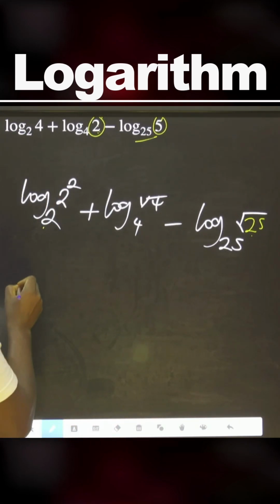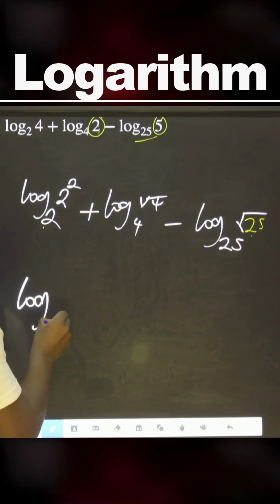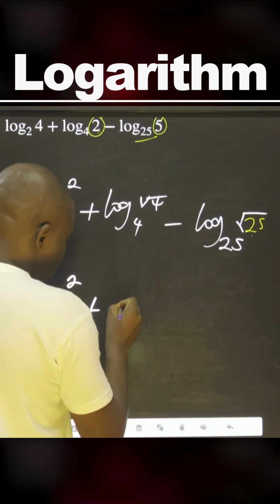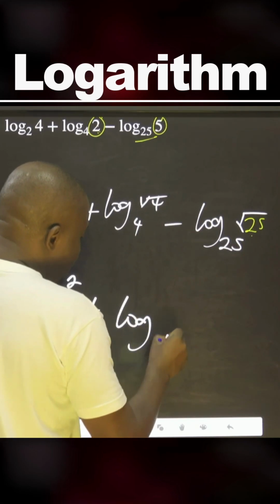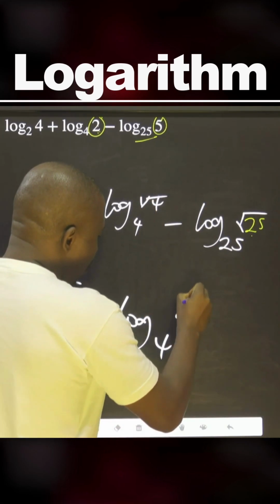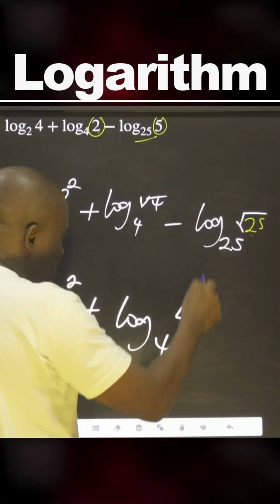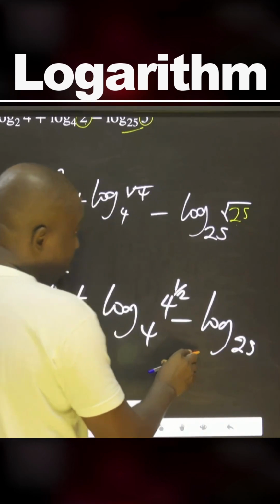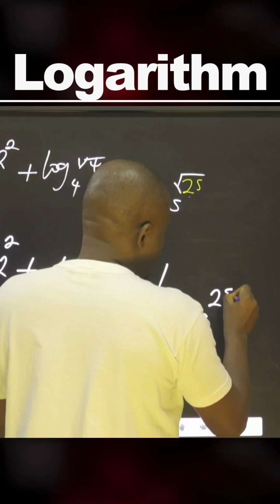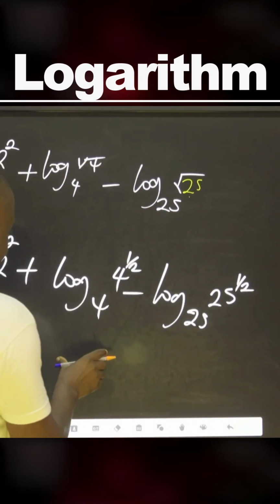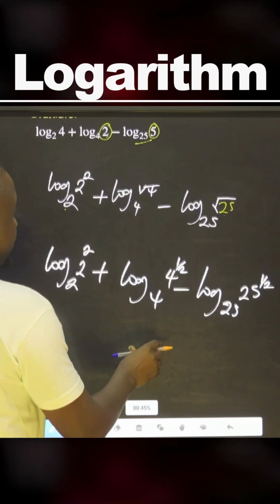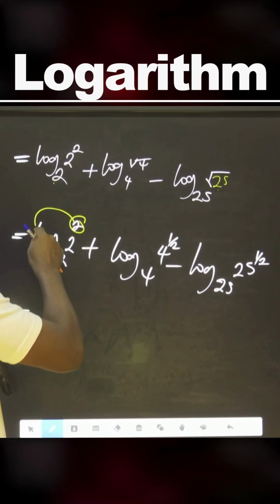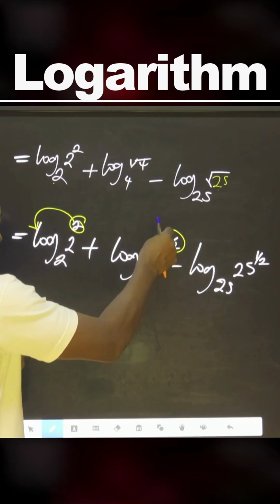Okay? Now, this is what? 4 raised to power 1 over 2. Because of this square root, this is 1 over 2. Okay? Now, I can now move this to the back of this log.